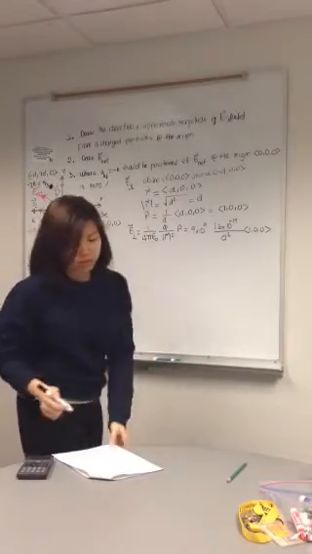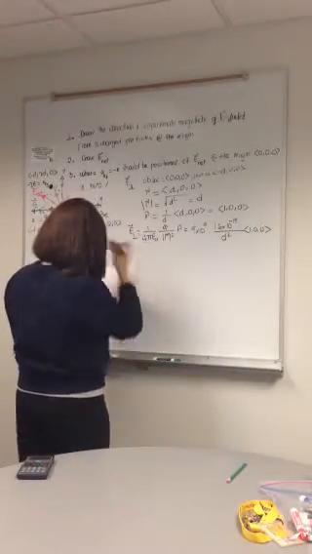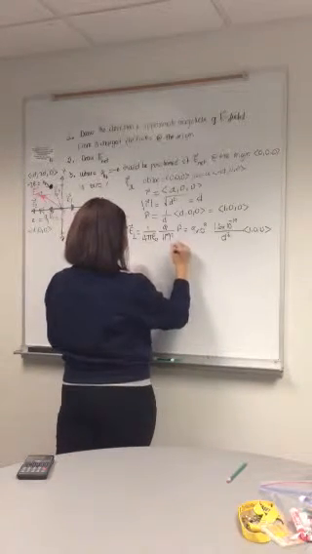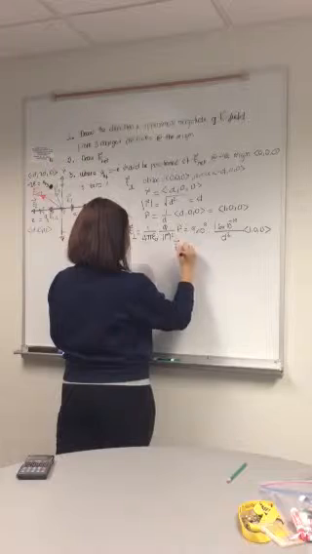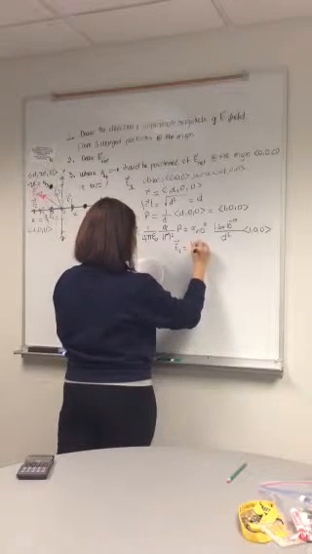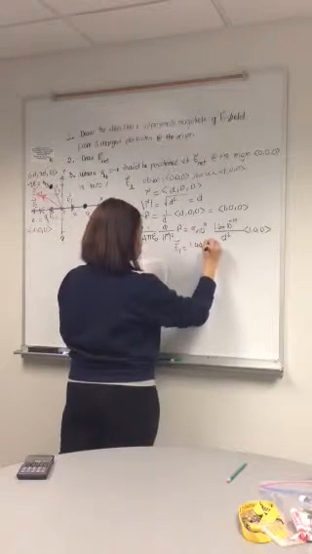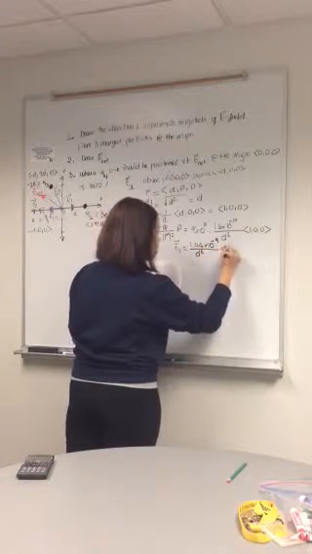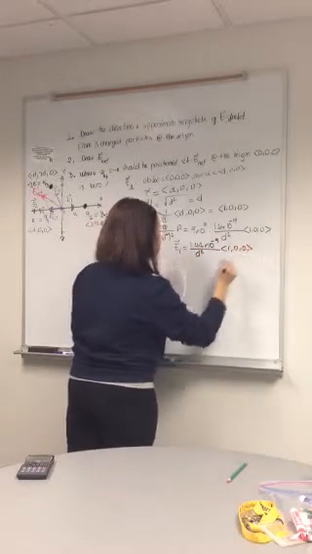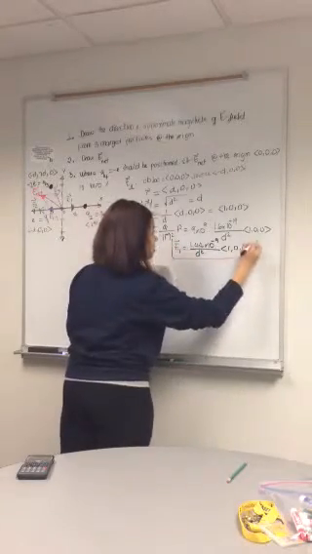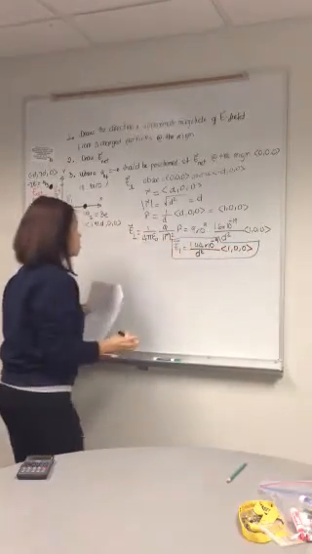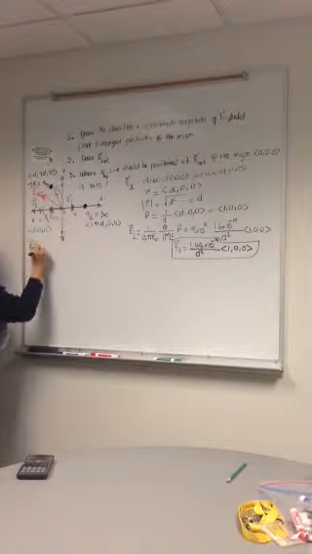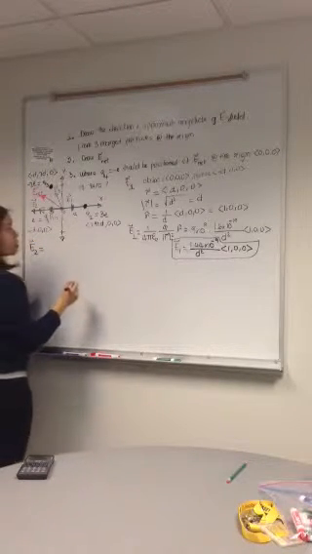Because I already have the answer here, E1 would be 1.44 times 10 to the negative 9 over d squared, times (1, 0, 0). So this is our E1 right here. And we have to find E2. We do the same thing.